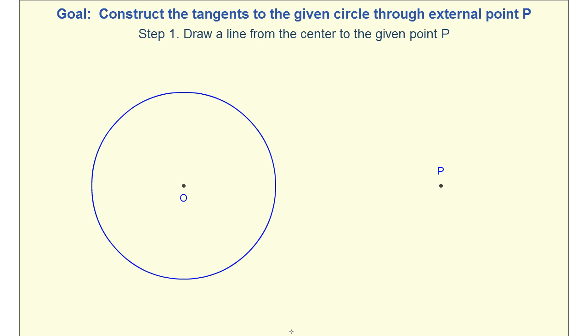Next construction is this one. Who would like to read this? How about Hannah? Over here. Can you read this for us? Construct the tangents to a given circle from a point outside. Okay, so you're going to draw a tangent. How many tangents can you draw from a point outside of the circle? Two. We're going to draw these two tangents. Is that okay?